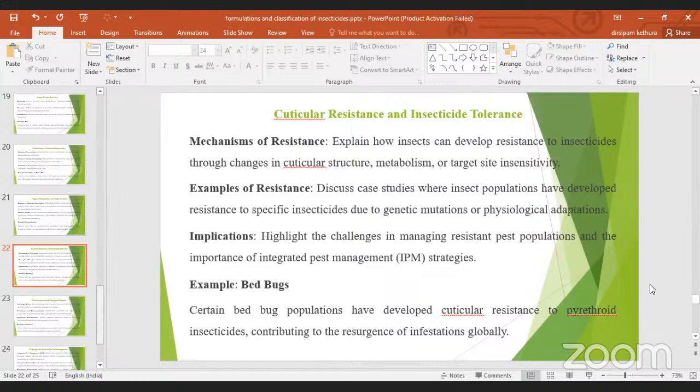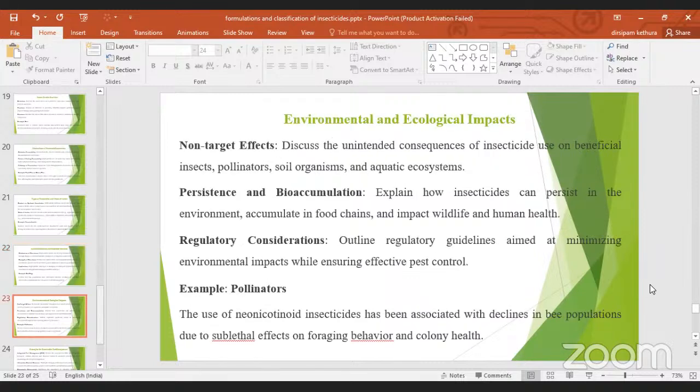Examples are bedbugs. Certain bedbug populations have developed cuticular resistance to pyrethroid insecticides, contributing to the resurgence of infestations globally. And the next one is environmental and ecological impacts. There are several things which we have to concentrate on, non-target effects. We are going to discuss unintended consequences of insecticide use on beneficial insects, pollinators, soil organisms, and aquatic ecosystems.